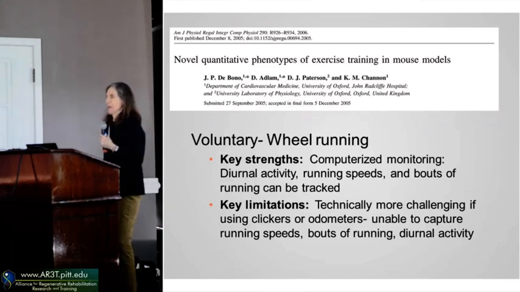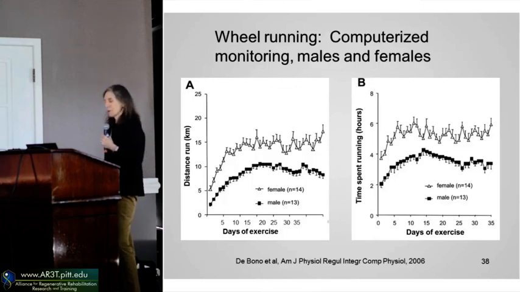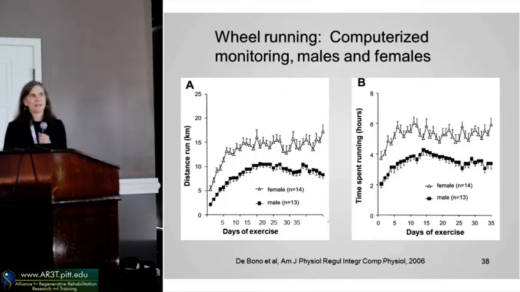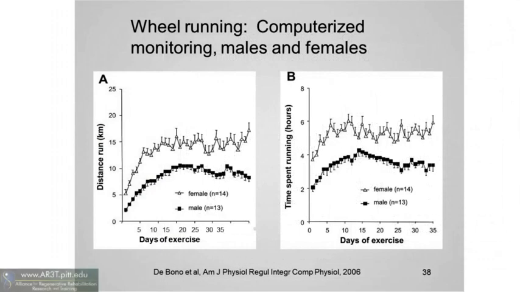So now we were talking about sex as a biological variable. I just wanted to show you, this is running wheel data looking at males and females, and I think this was in the C57 Black 6 strain. So these are days of exercise in both cases, and you're seeing time spent running and distance run. And what stands out here is the degree to which the patterns of female running are quite different, longer distances, more time spent running than their male counterparts. How many of you knew that? Okay, so I thought that was interesting.